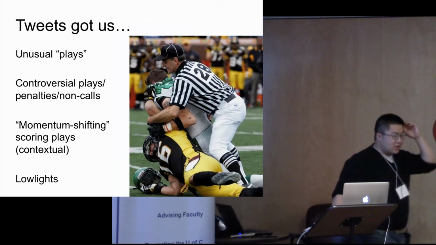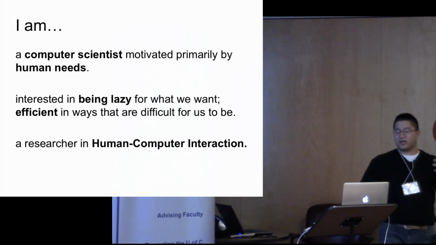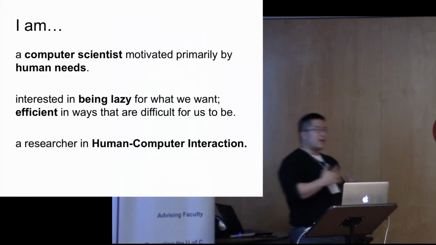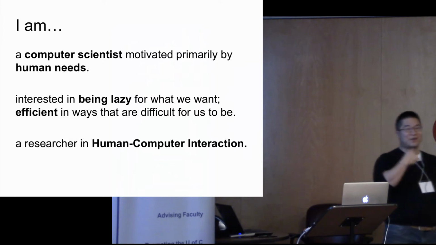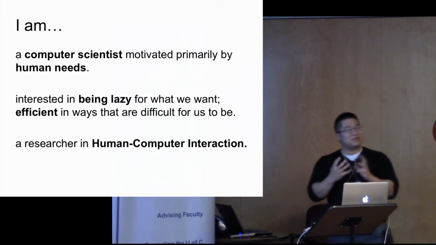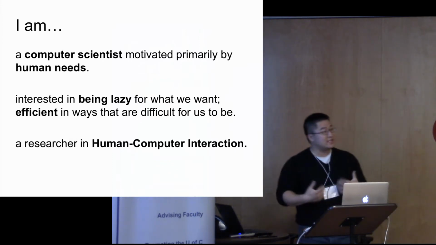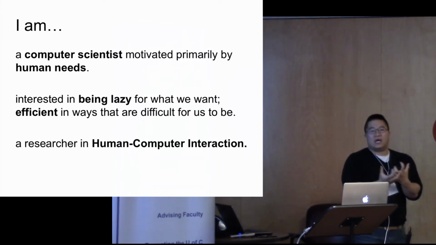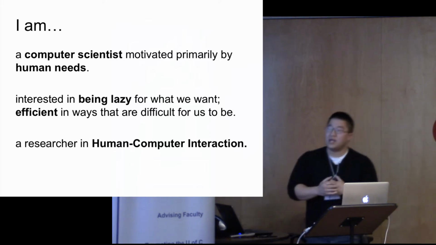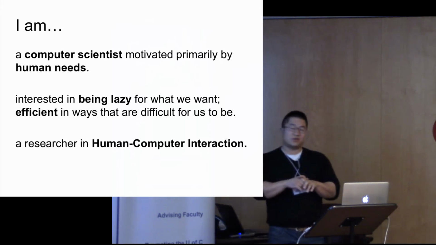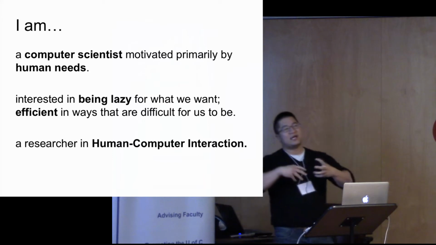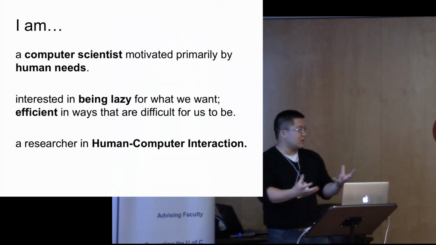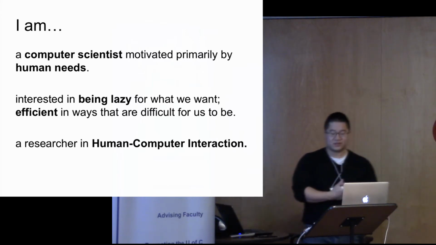So this is a really long-winded way of telling you who I am. I'm a computer scientist, and I'm motivated primarily by human needs. And when I say human needs, I mean my needs. I'm interested in being lazy for the things that I want to be lazy in, and interested in finding ways that I can make the computer help me be efficient for the things I'm bad at, right? So nominally, I think of myself as a researcher in human-computer interaction. What that means is I look at building interfaces that help to solve my problems and think about interfaces that can help me be more efficient.